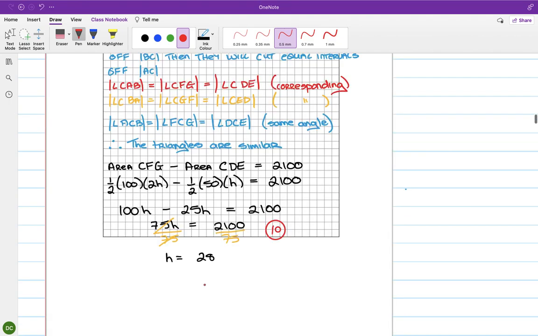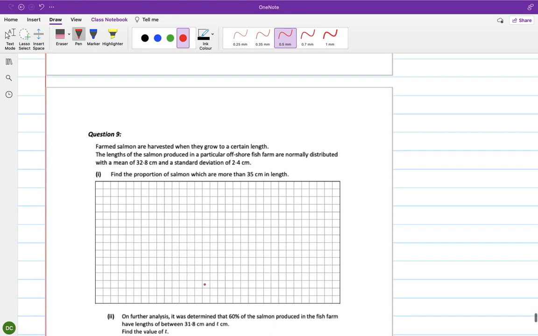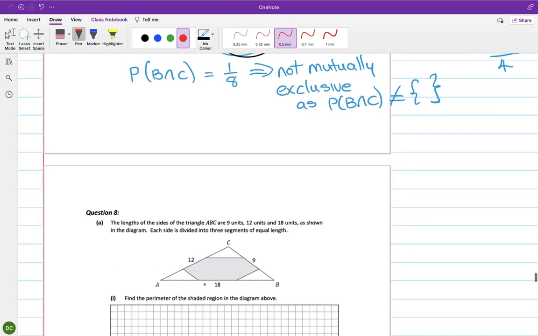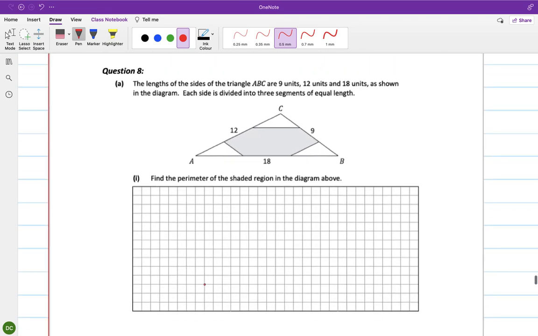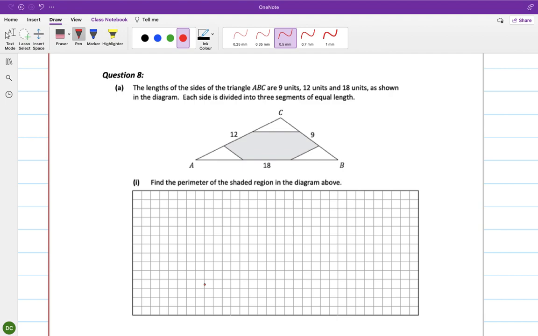Okay, two to go. Next one, similar triangles. The lengths of the sides of triangle ABC are 9, 12, and 18 units as shown. In the diagram, each side is divided into 3 segments of equal length. Find the perimeter of the shaded region.